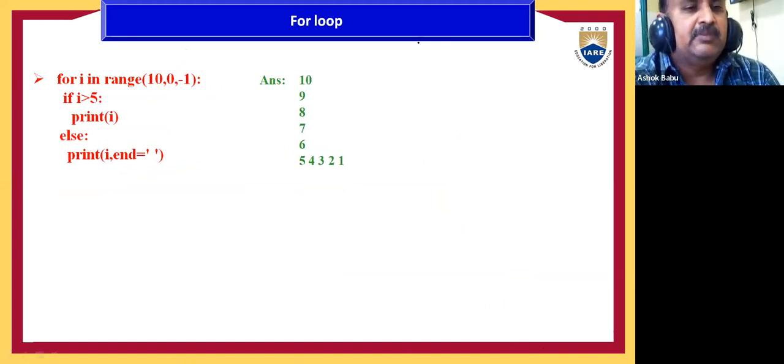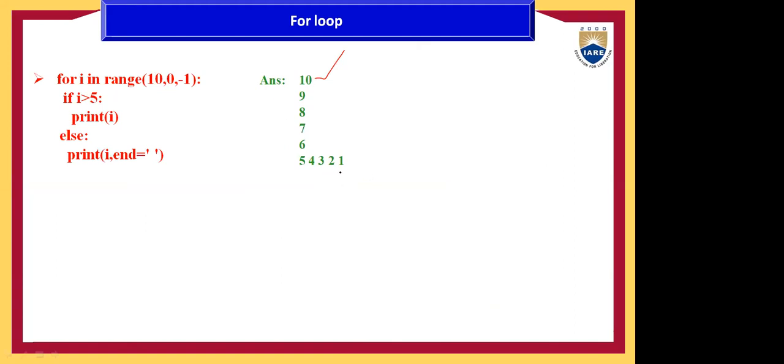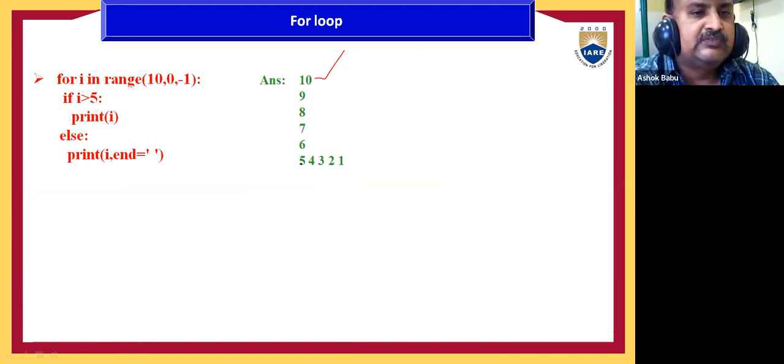The program will be similar to the previous program. Here I need to print the output in reverse order, from 10 to 1. From 10 to 6, the numbers should be in vertical fashion, and from 5 to 1, the numbers should be in horizontal fashion. Like that, we need to print the numbers.